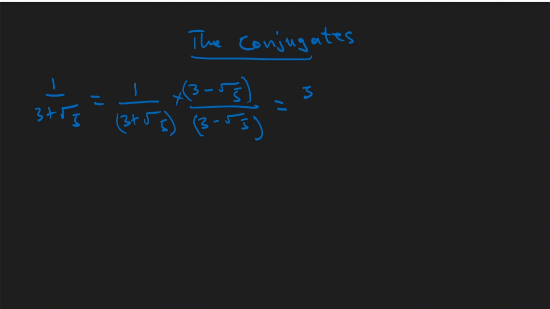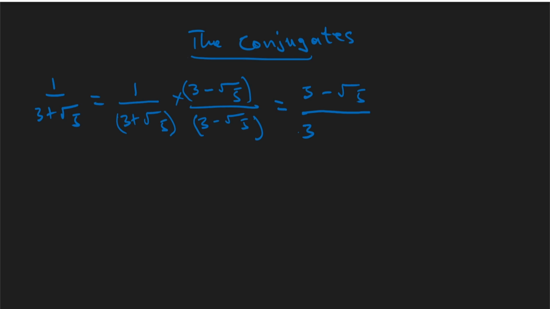1 times 3 is 3. 1 times negative root 5 will be negative root 5 over 3 times everything here, and then root 5 times everything here. So which is the same, which can be rewritten as, we take this 3, and then we multiply it by everything here.